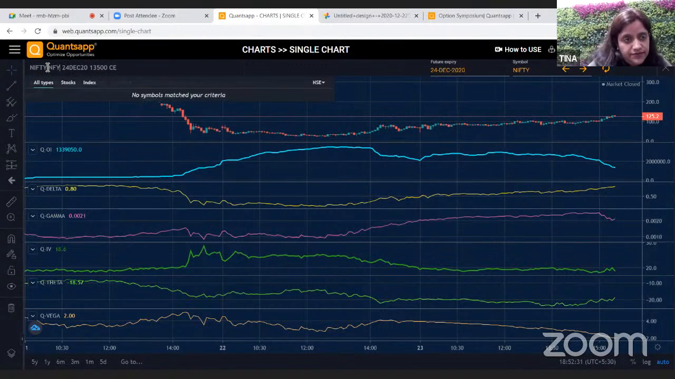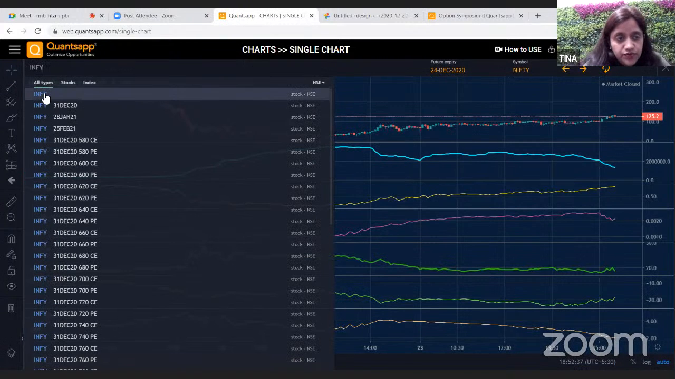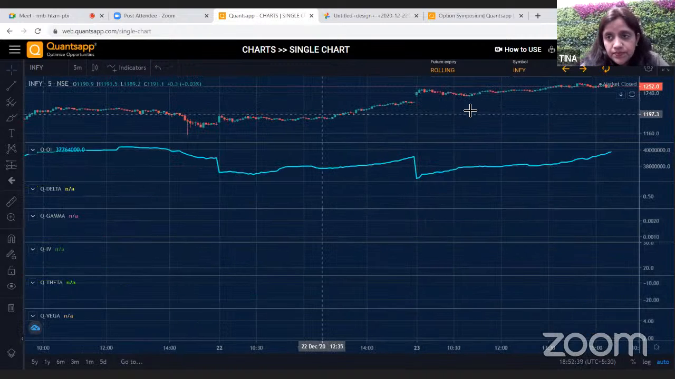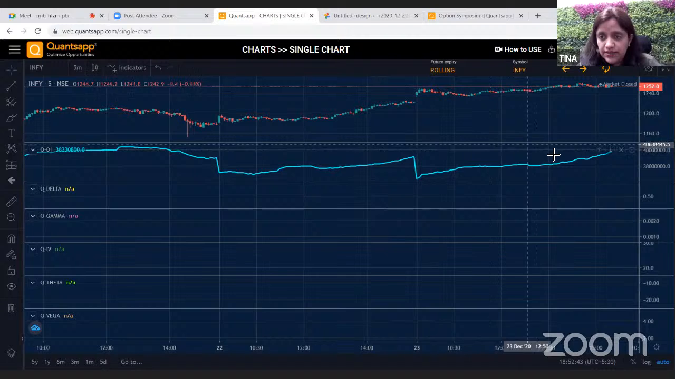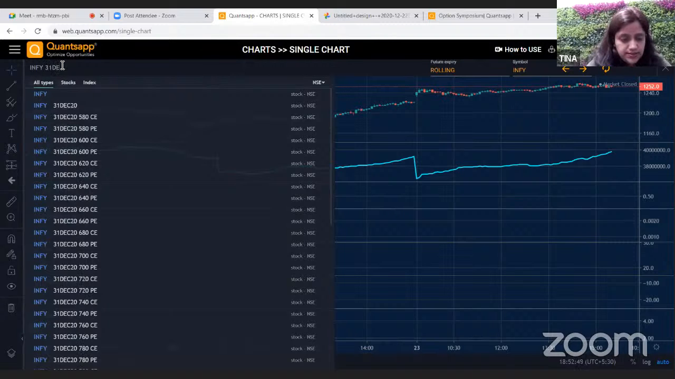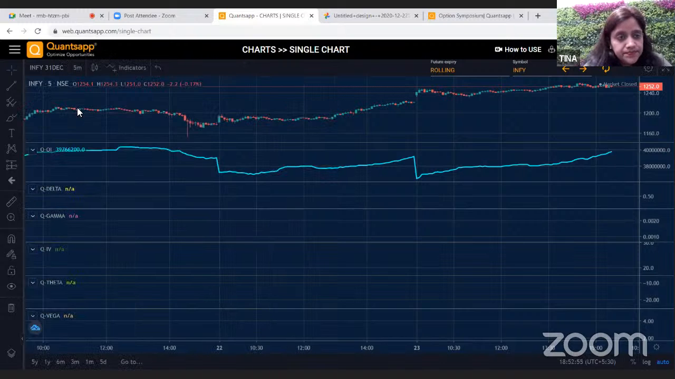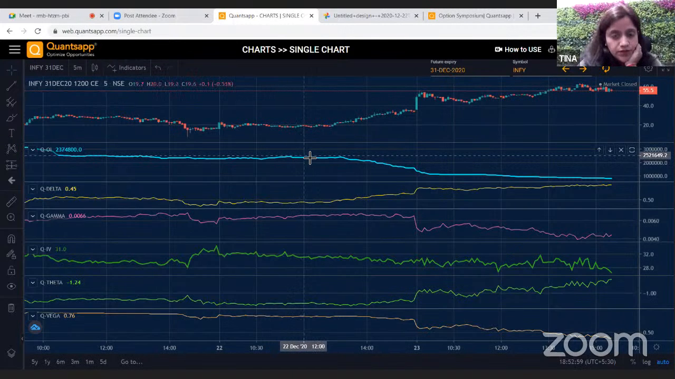So if I look at INFI, let's see first how the underlying INFI moved. You will not get the Greeks for the future chart, right? Now if I say INFI 31 December 20 and we look at say 1200 CE.